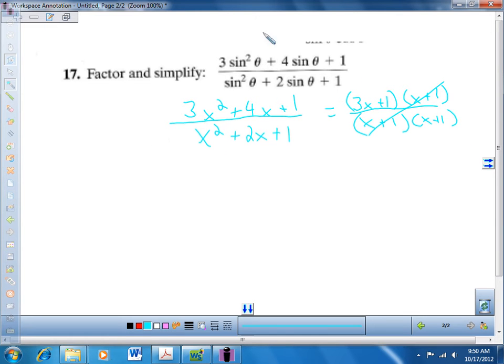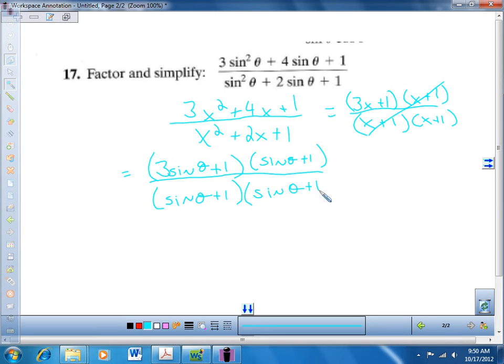So you could just change it, instead of having these x squared, they're sine squared. So this is equal to 3 sine theta plus 1 times sine of theta plus 1, over sine of theta plus 1 squared, or sine of theta plus 1 times sine of theta plus 1. And then you can cancel those out, and you get that that's equal to 3 sine of theta plus 1 over sine of theta plus 1.